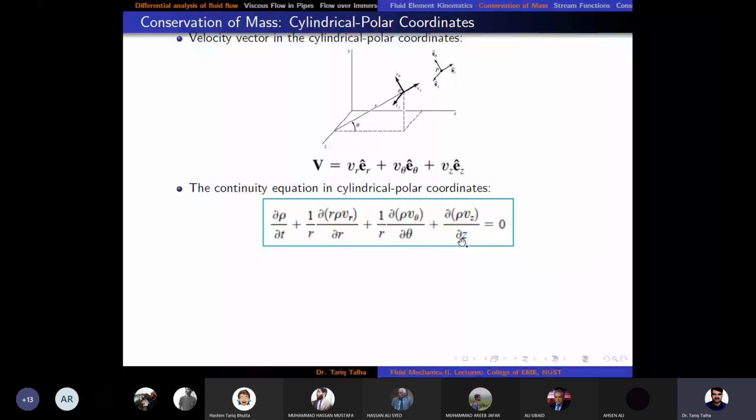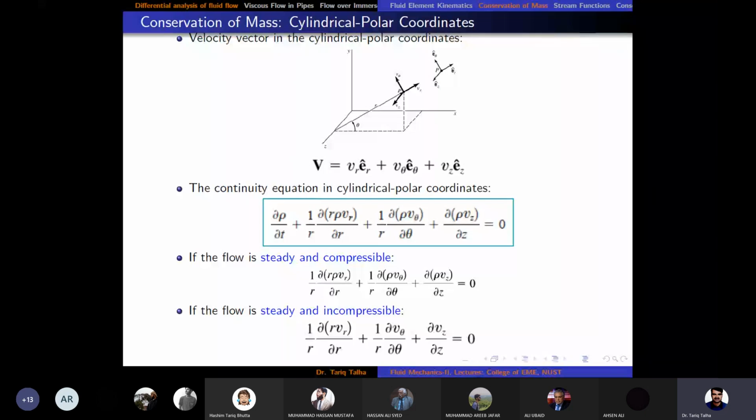Again, for these cases, if the flow is steady, then we can take the first term equal to 0 and write the other three terms. On top of that, if the flow is steady and incompressible, then rho also comes out of each equation. So now we can write it in a much simpler form, because rho is not a variable depending upon the radius, theta, and z direction.